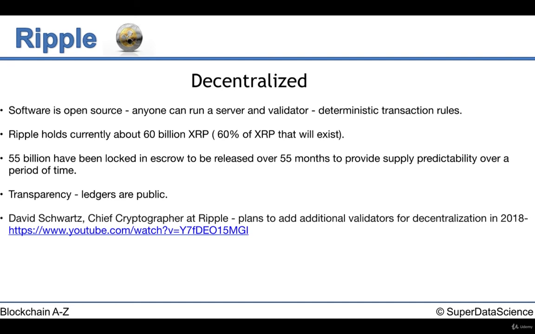Ripple currently holds about 60 billion XRP, or 60% of XRP that will exist, with 55 billion locked in escrow to be released over 55 months, and that's intended to provide supply predictability over a set length of time. The ledgers are public, adding increased transparency, and David Schwartz, who is the chief cryptographer at Ripple, mentioned that through 2018, the company plans to focus on adding additional validators for decentralization.